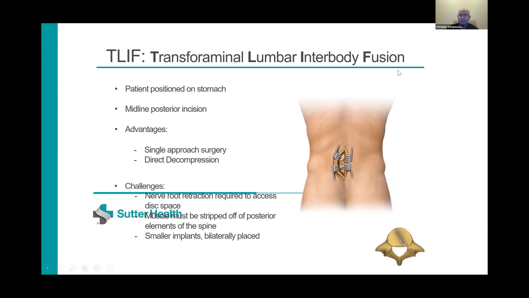Transforaminal lumbar interbody fusion is this posterior lateral kind of insertion. Once again, you can see that the cage is much smaller. Our ability to adjust and keep the patient's normal curvature is not as good as going in from the front or going in from the side.